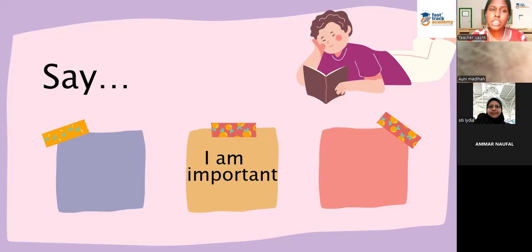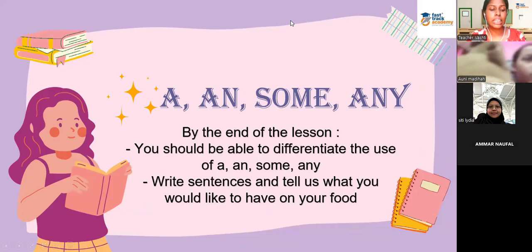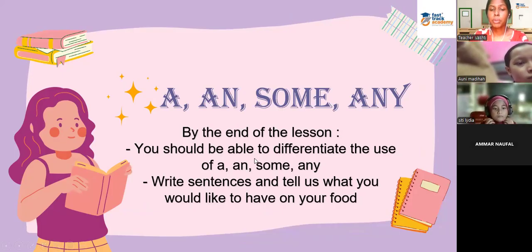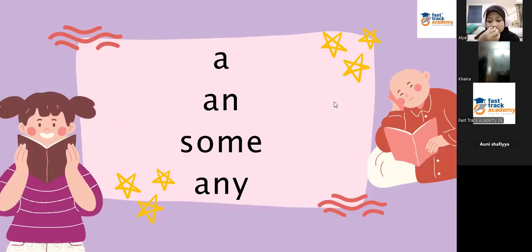Now, let's move on to what you are going to be learning today. Today, I'm going to teach you the words a, an, and some or any. So there are 4 words that you're going to learn. By the end of the lesson today, you should be able to differentiate the use of a, an, some, and any. And you also need to learn how to write sentences and tell us what you like to have on your food. When you write those sentences, you need to use the words a, an, some, or any. Okay? All right, so let's move on.